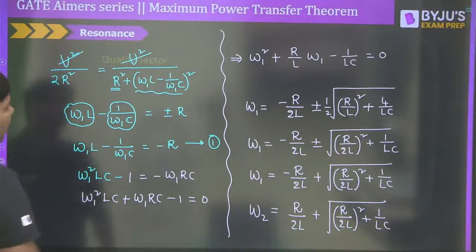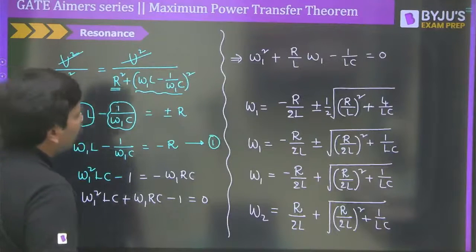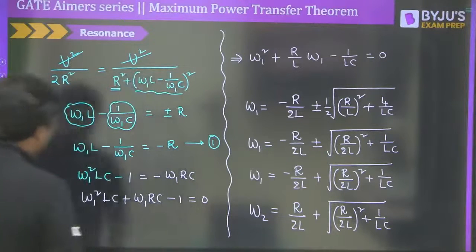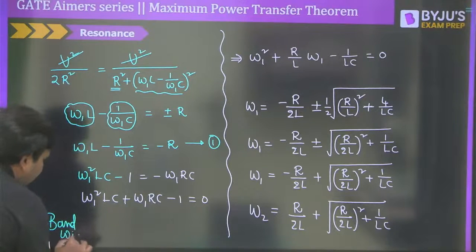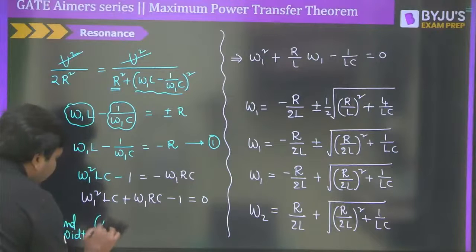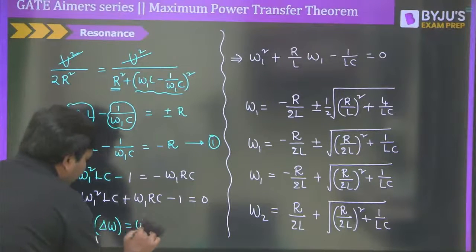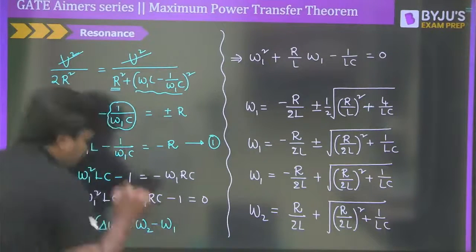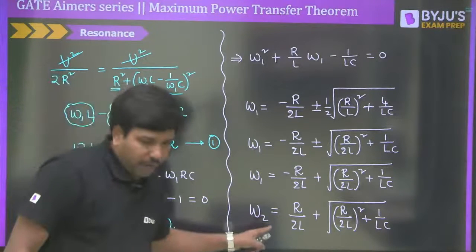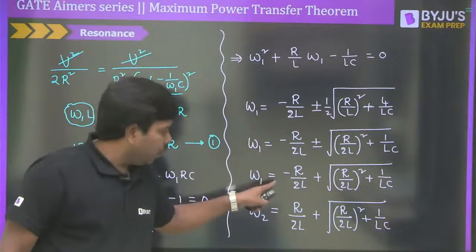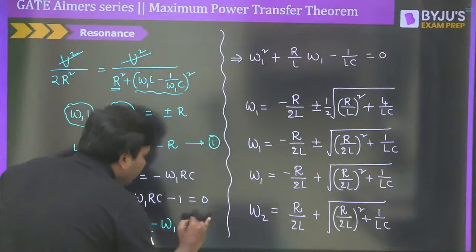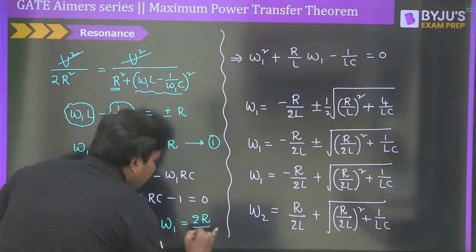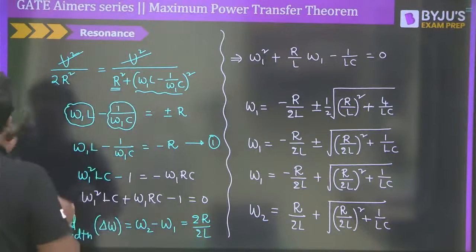Now let's come to the Ansari's discussion. So Ansari is saying that bandwidth is how much finally. After this much elaborated explanation, we can say bandwidth is considered as delta W, that is equal to omega 2 minus omega 1. Correct? Omega 2 is known to you. Omega 1 is known to you. Now if you do omega 2 minus omega 1, you will get 2 times R divided by 2 times L. So then you will have R divided by L.